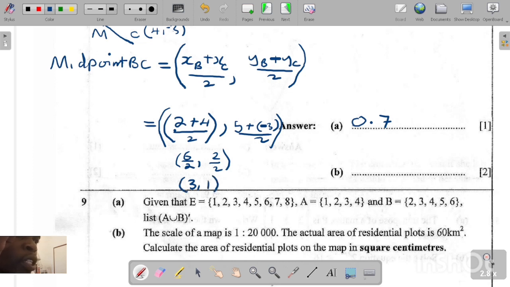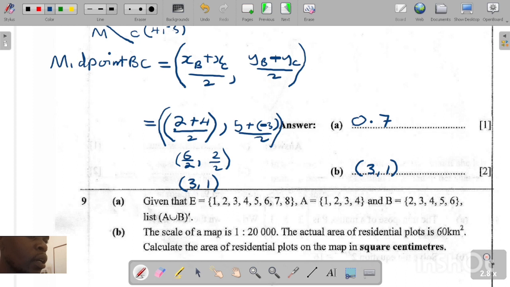So the midpoint M is (3,1). So (3,1) is the midpoint. Okay?